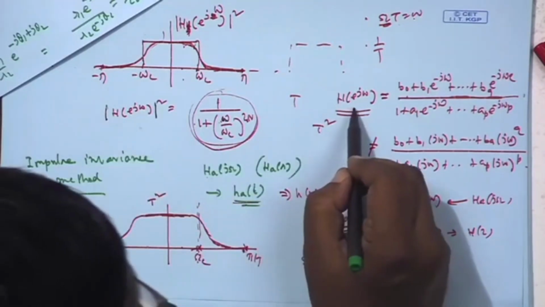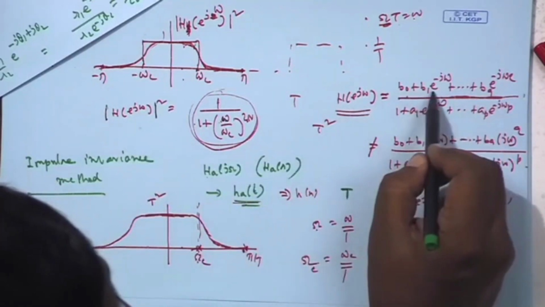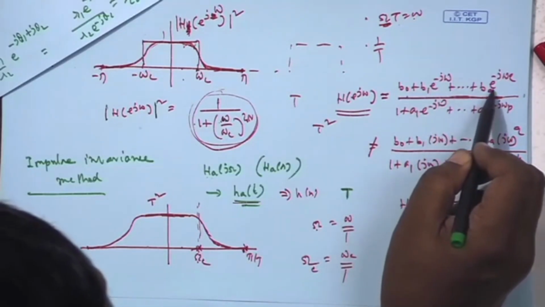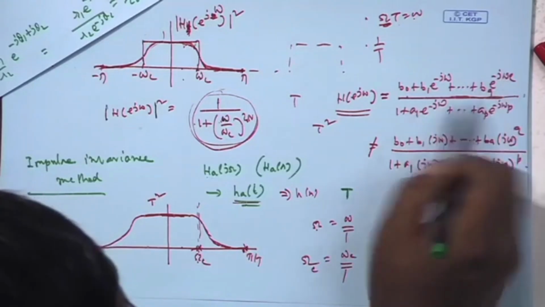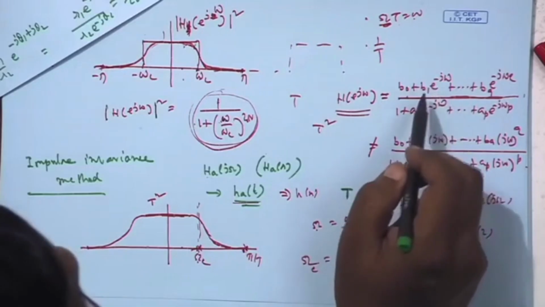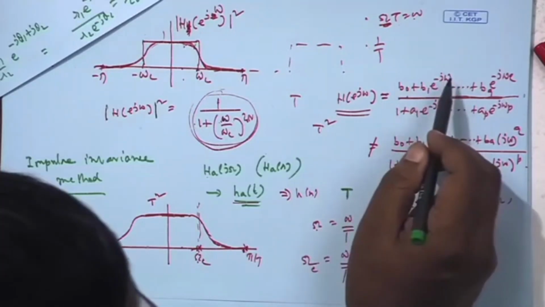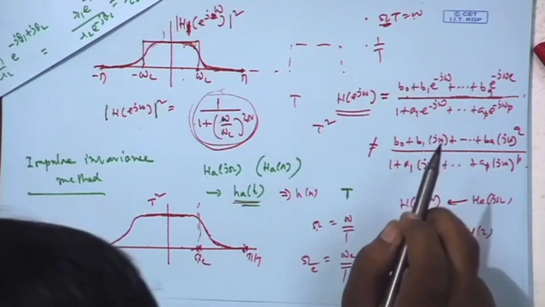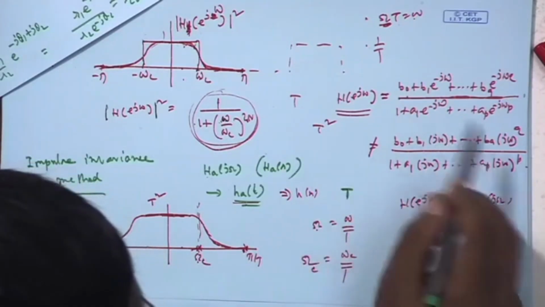But H omega is of this form: B0 plus B1 e to the power minus j omega plus B2 e to the power minus j2 omega plus dot dot BQ e to the power minus j q omega, and the denominator also. That is, it is a ratio of two polynomials, but the polynomials are in terms of powers of e to the power minus j omega, not in terms of omega. That is the problem.